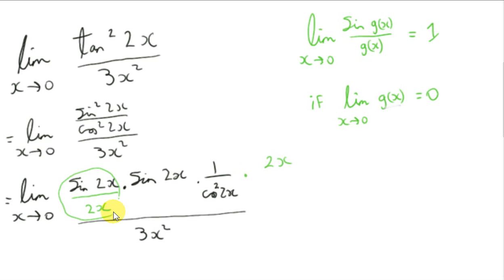Okay, so here's a function of the form sine of g of x over g of x, where g of x goes to 0 as x goes to 0. That's 2x indeed does go to 0 as x goes to 0. Okay, we need to put a 2x here, so we have a second function of this form. So both this and this will go to 1 as x goes to 0. That's good. But we have to compensate by putting another 2x here to cancel this 2x.